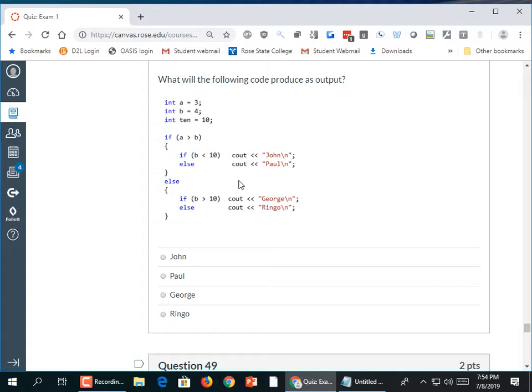Seems like the majority of people got this one right. It's a single if-else here. It's not like that Ringo one where we had 2 ifs in a row, and then nested inside them are some other ifs. So is A greater than B? 3, 4? No. A is not greater than B, so it jumps down to here. Is B greater than 10? No, it's not true. So it's going to print Ringo by my reckoning.